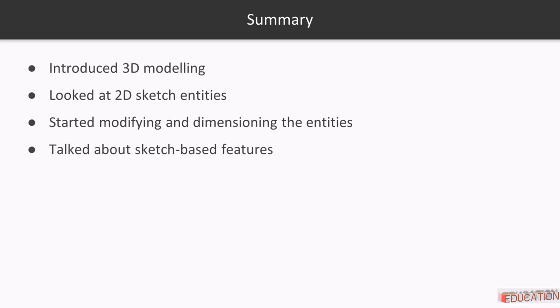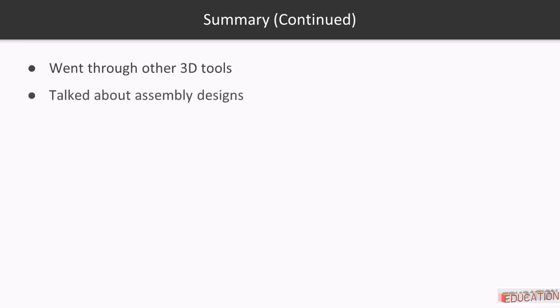So this course is presented for those who never used SolidWorks before. In the first section, we introduced the principle of 3D modeling and we toured the interface. In the second section, we started with creating 2D sketch entities. And in the third section, we started modifying and dimensioning these entities. In the fourth section, we started talking about what we call sketch-based features, so we were able to create 3D models. And in the fifth section, we talked about other 3D tools, like how to define a material and how to measure the mass. In the sixth section, we talked about assembly design, which requires being able to create 3D models, and we already did that in the previous sections.